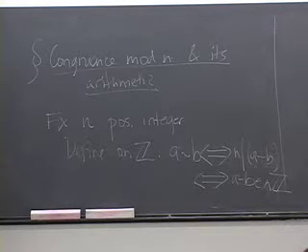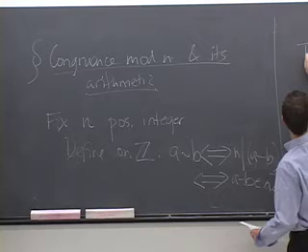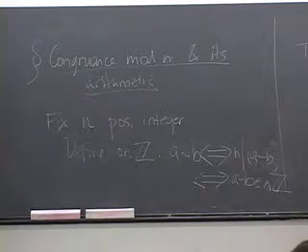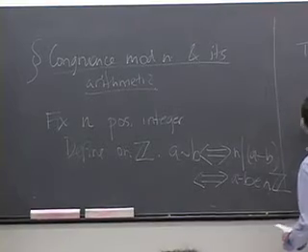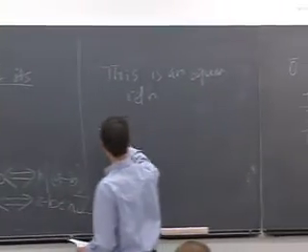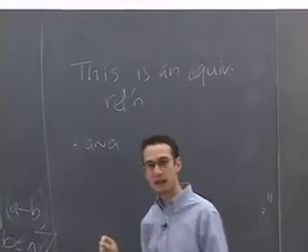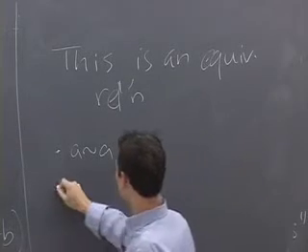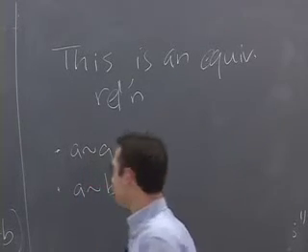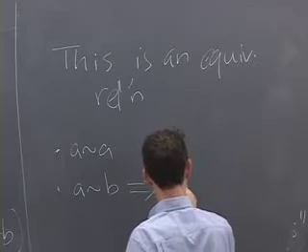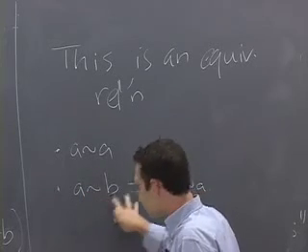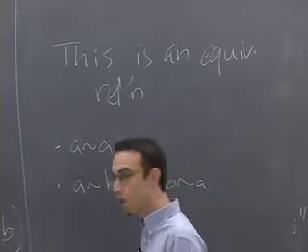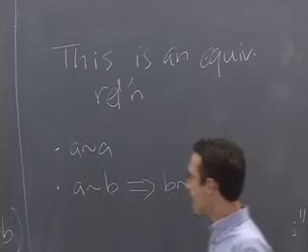So, it's not hard to see that this is an equivalence relation. Why? Well, first of all, it's certainly reflexive. That just follows from the fact that a minus a is 0, which is certainly a multiple of n. If a is related to b, then certainly b is related to a, because what does this mean? Well, a minus b is a multiple of n, but then b minus a is certainly also a multiple of n, so b is related to a.